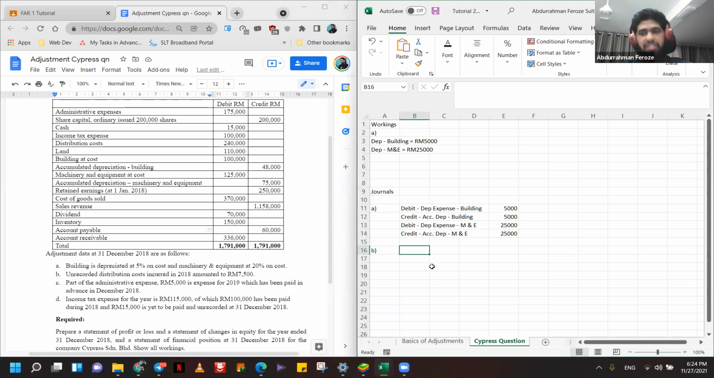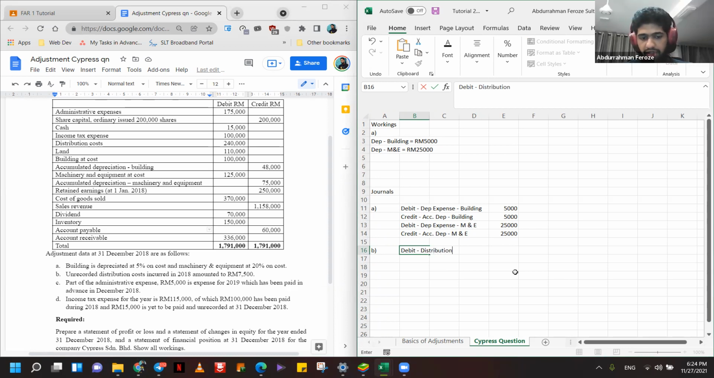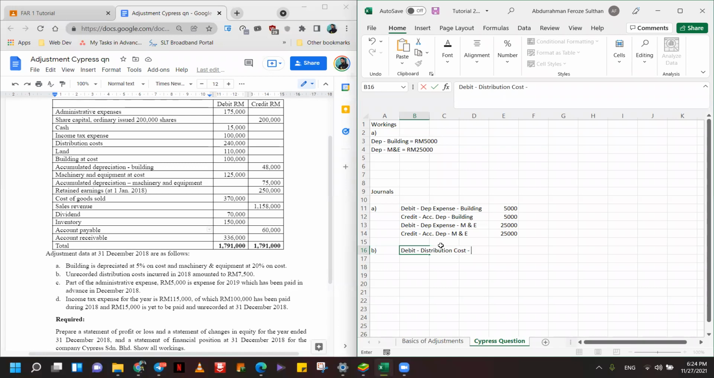Come on, this is basic stuff, debit and crediting. Journals, we went through this last time also. So what should be debited here? Distribution expense. Distribution costs, right? Because there's already an expense of distribution costs, it will be debited.